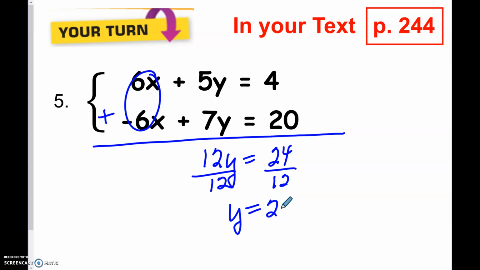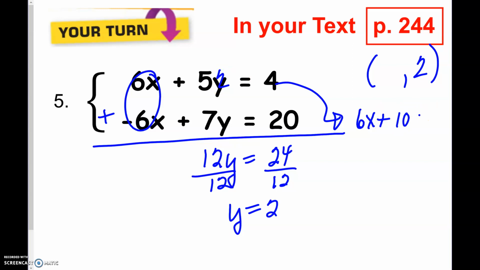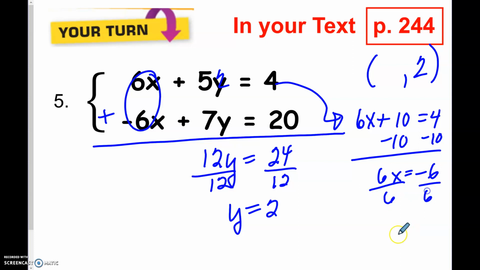So in my ordered pair, I know that the second number, make sure you get it because it's y, is 2. Now I'm just going to plug this into this first equation. So I have 6x plus, and I'm putting a 2 in here, so I get 10 equals 4. Subtract 10. Be careful of your signs. So 6x equals negative 6. Divide both sides by 6. So x is negative 1, and go fill that in.